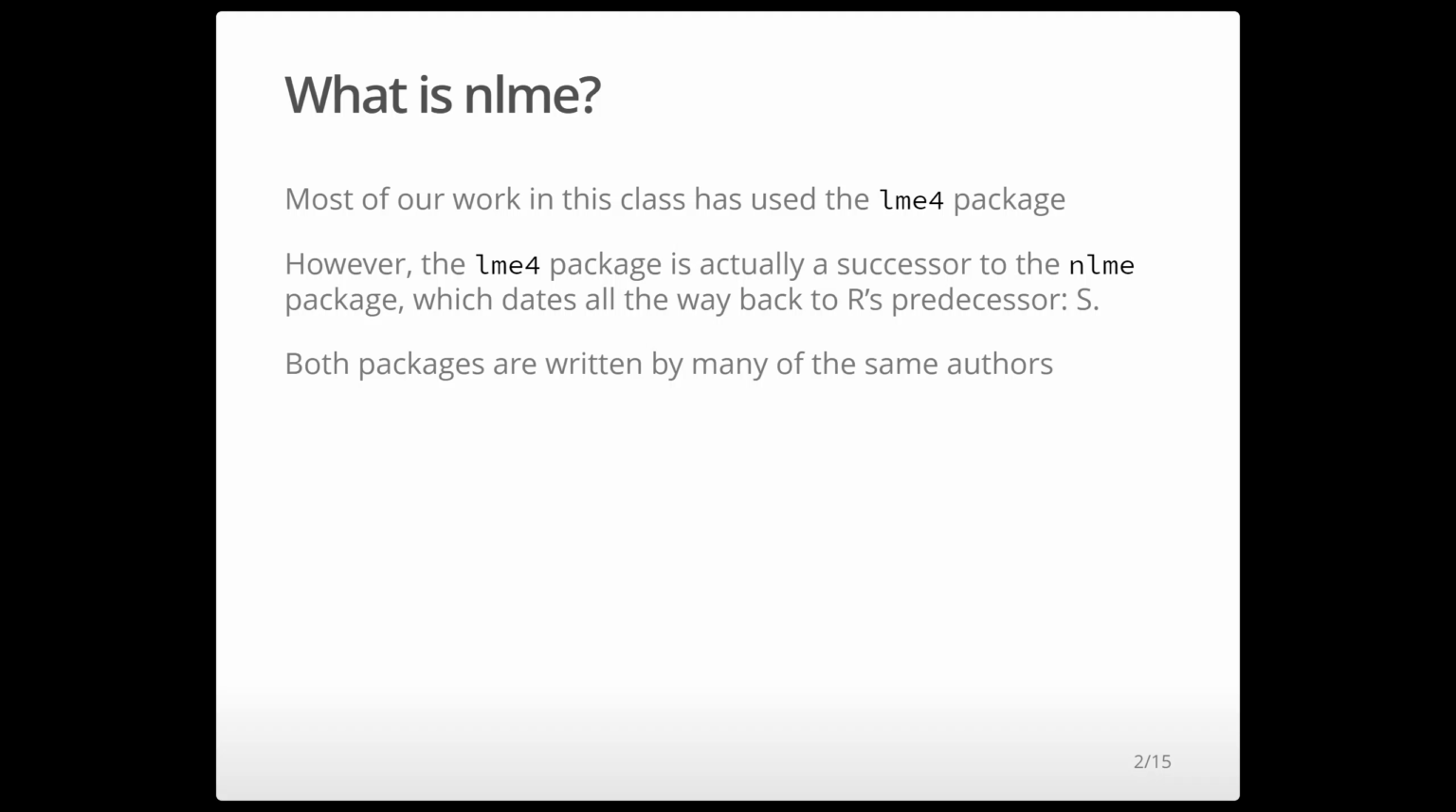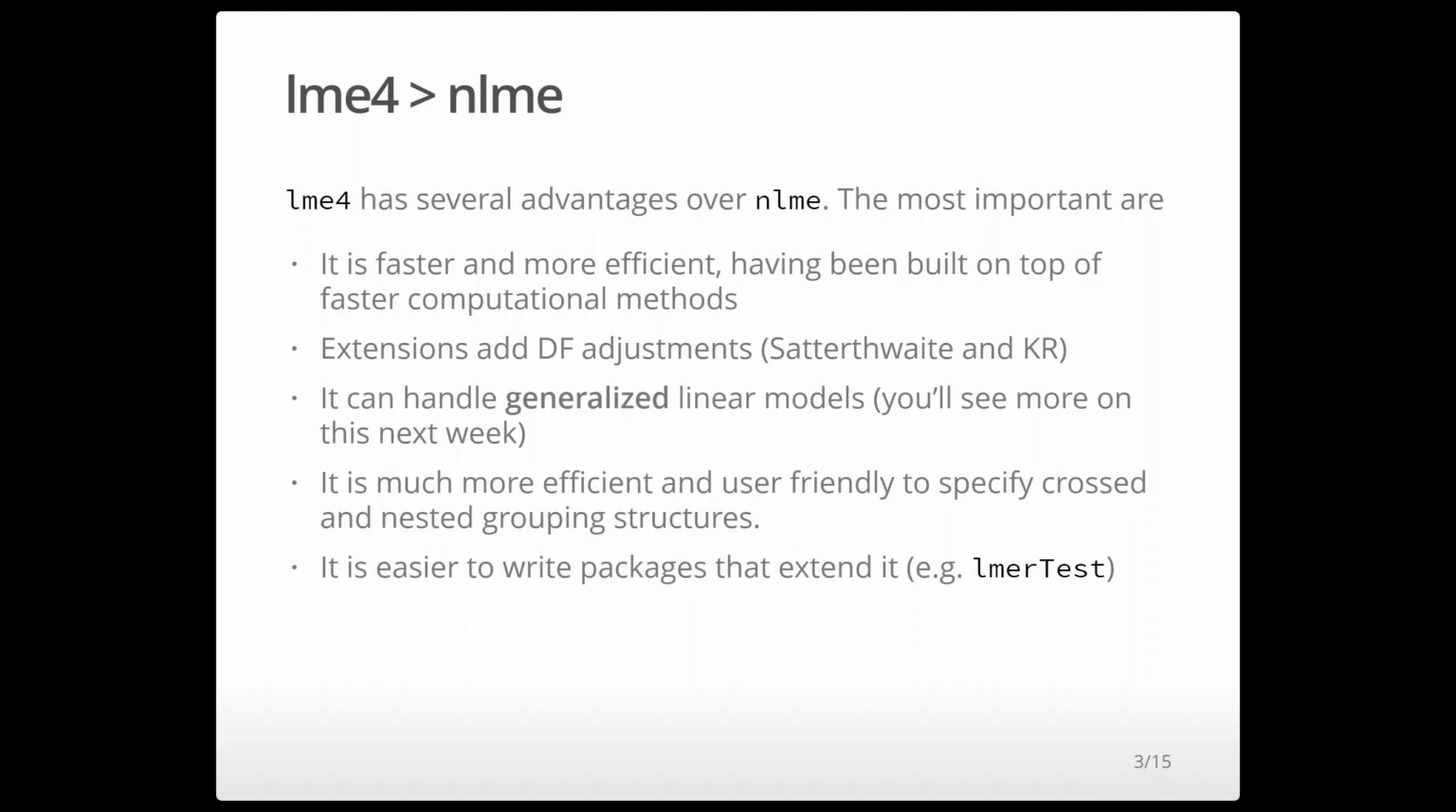And that is about the nlme package, which is actually a predecessor to the lme4 package that dates all the way back to R's original predecessor, S. Both packages are written by many of the same authors. The reason we use lme4 is that it has several advantages over nlme. The most important are that it's faster, having been built on better linear algebra methods. It has extensions for the degrees of freedom adjustments. It can handle generalized linear models, and it's easier to write packages on top of. So there's a lot of reasons that lme4 is a better choice than nlme.